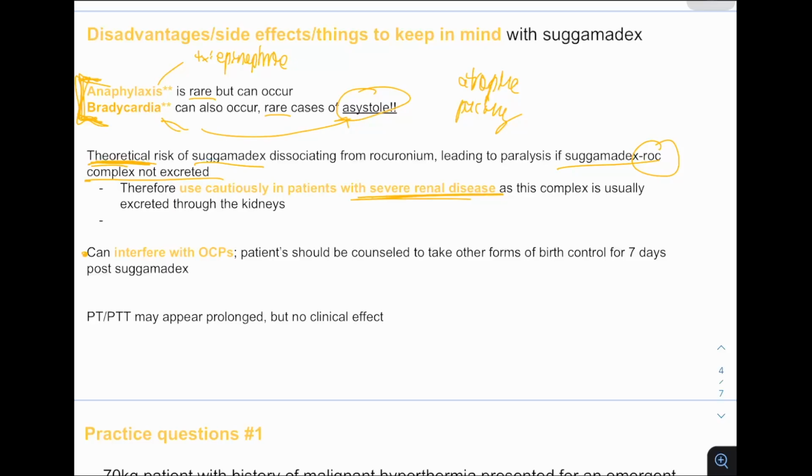Next, Sugammadex can interfere with oral contraceptives, so patients should be counseled to take other forms of birth control for at least 7 days post Sugammadex. And then lastly, you may see a prolongation or elevation in your PT and PTT. However, know that there is no clinical effect. It's just the numbers go up, but there is actually no clinical significance for that. But sometimes this is tested.